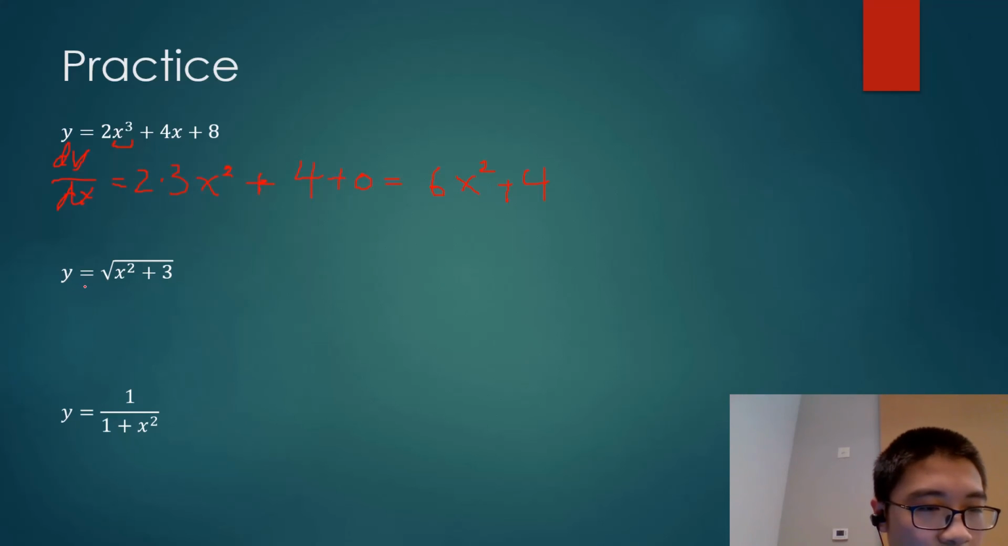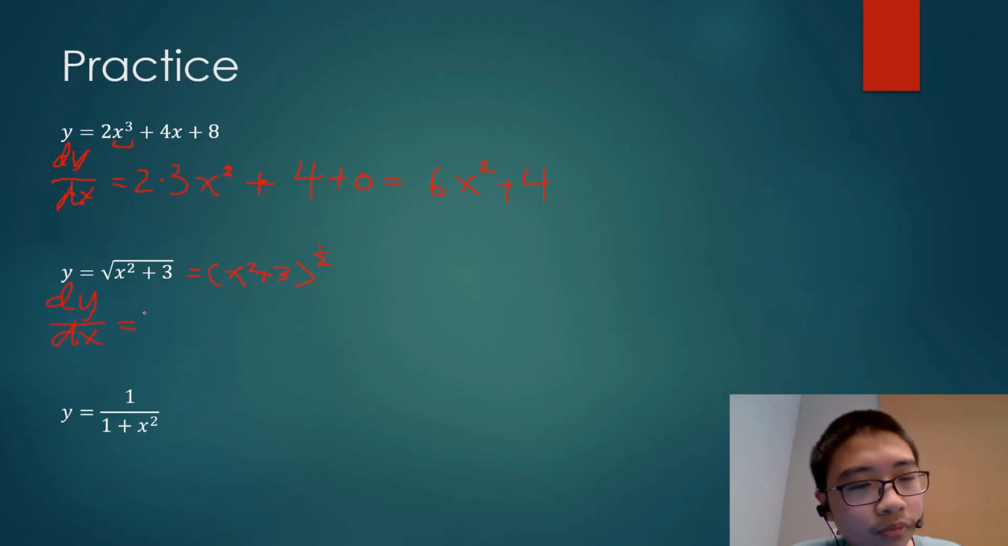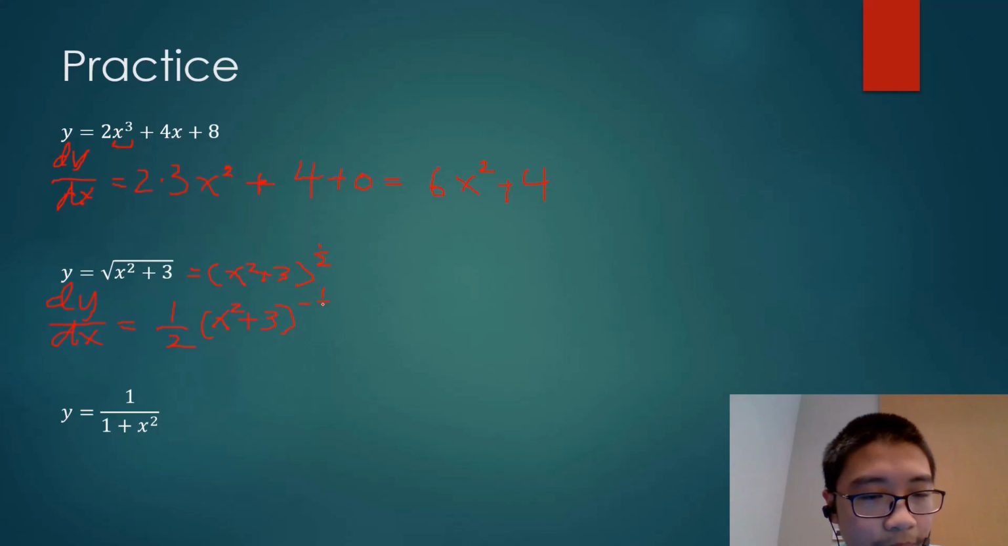The second function is y equal to square root of x squared plus 3. So dy over dx is just equal to, remember, square root is 1/2 power. So the derivative of y with respect to x is just 1/2. We take 1/2 down, 1/2 is equal to n. And n minus 1 is 1/2 minus 1, which is negative 1/2. But remember, we're taking the derivative with respect to x squared plus 3, not x.